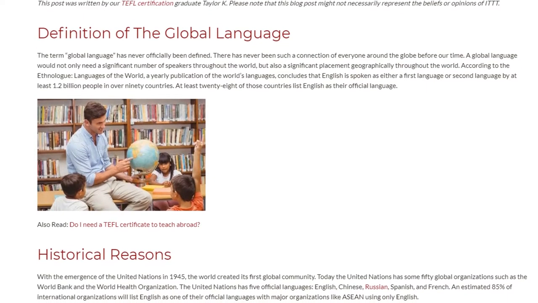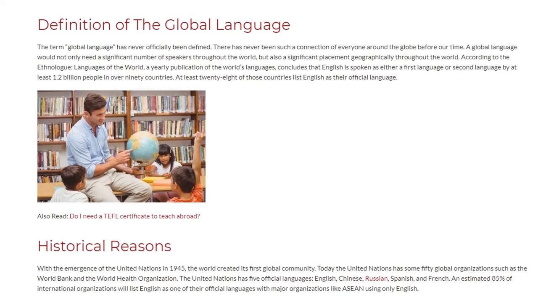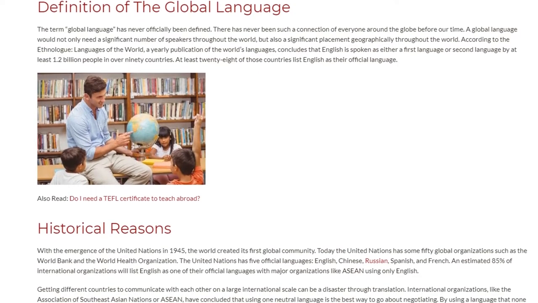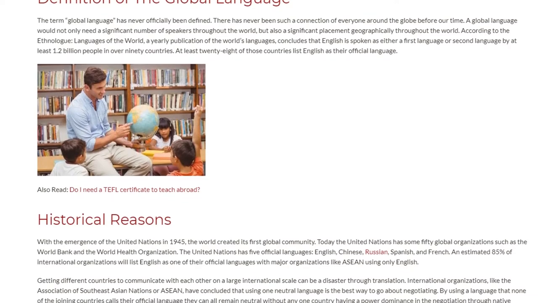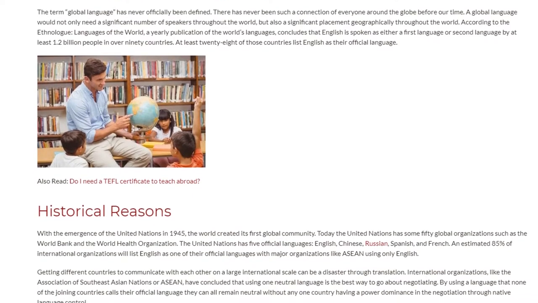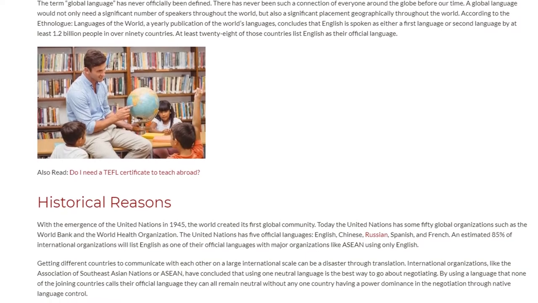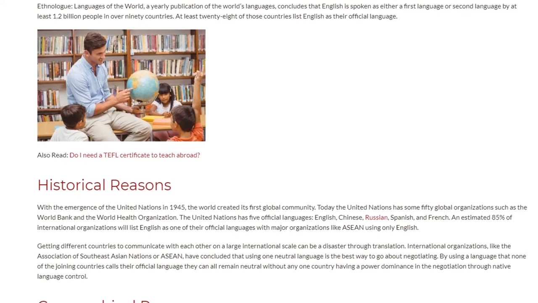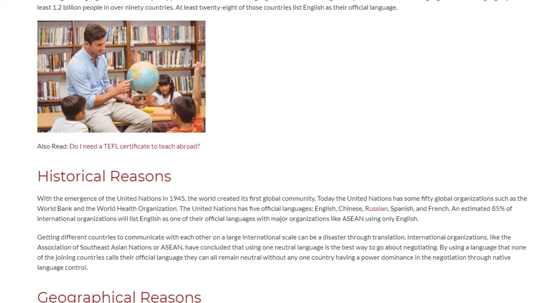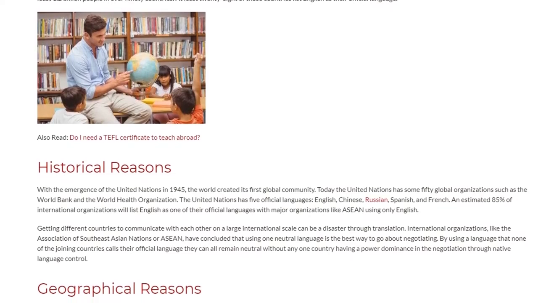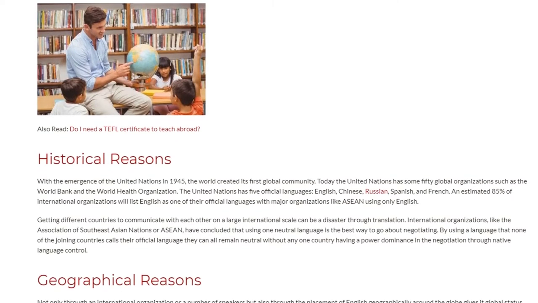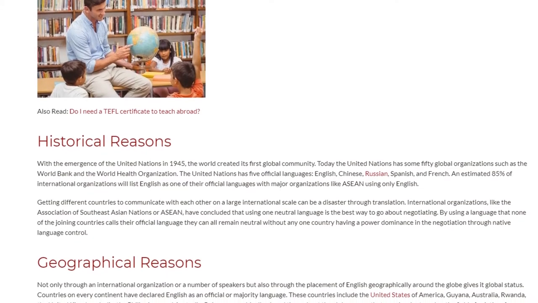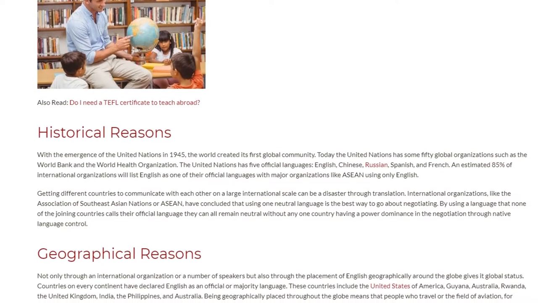Historical reasons. With the emergence of the United Nations in 1945, the world created its first global community. Today, the United Nations has some 50 global organizations such as the World Bank and the World Health Organization. The United Nations has 5 official languages: English, Chinese, Russian, Spanish, and French. An estimated 85% of international organizations will list English as one of their official languages, with major organizations like ASEAN using only English.